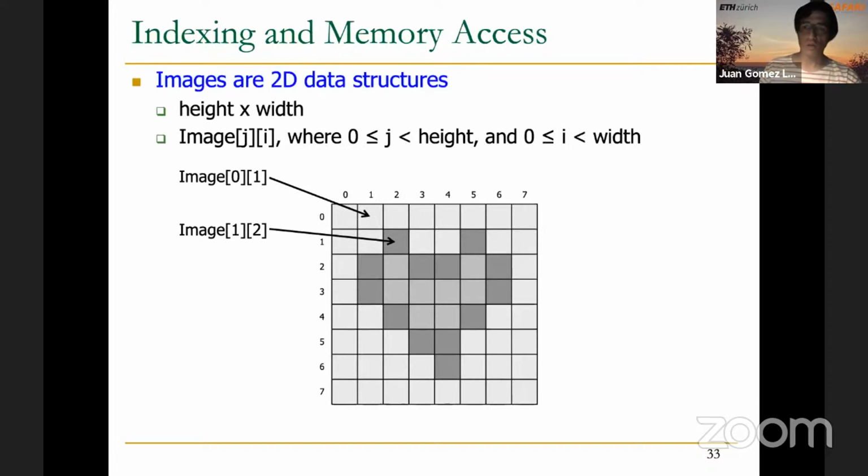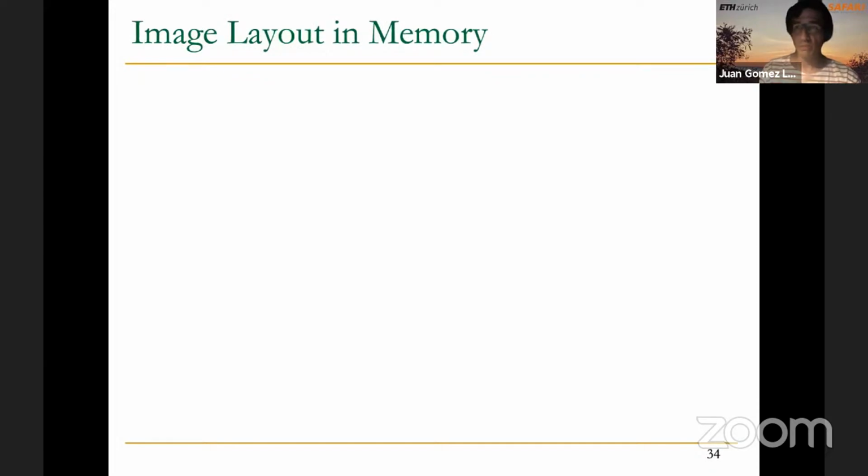But this is a 2-dimensional organization, but how is this stored in memory? And that's important to understand because that also determines how we are going to access the data in the memory of the GPU. And it's simpler when we are using one-dimensional data structures. It's a little bit trickier when we are using two-dimensional or three-dimensional data structures, but it's not difficult, as you will see.